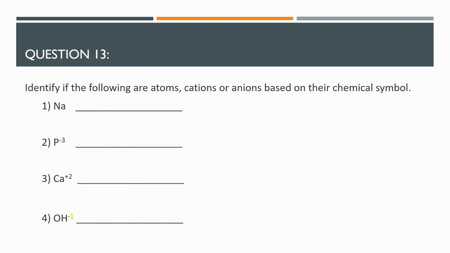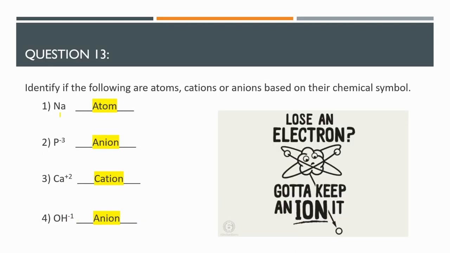And then on these other ones, they have a symbol or a sign along with a number. That tells us that this has a charge of -3, this one has a charge of +2, and this one has a charge of -1. So what happened here is this atom gained 3 electrons. This one lost 2 electrons, and here we have an extra electron as well. And so negative would be an anion, positive would be a cation, and no charge would be an atom.